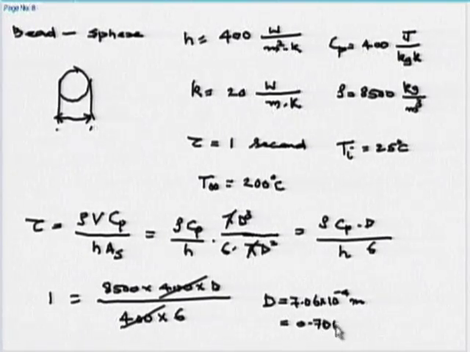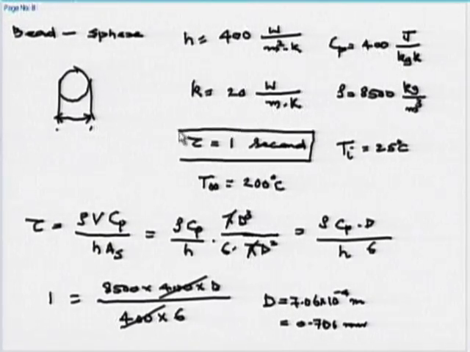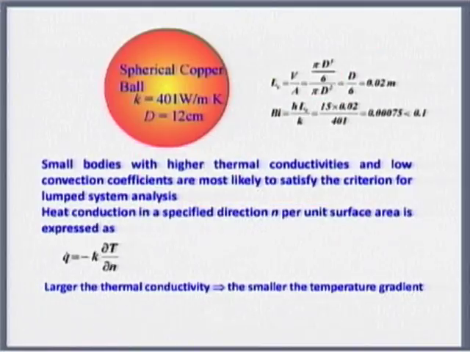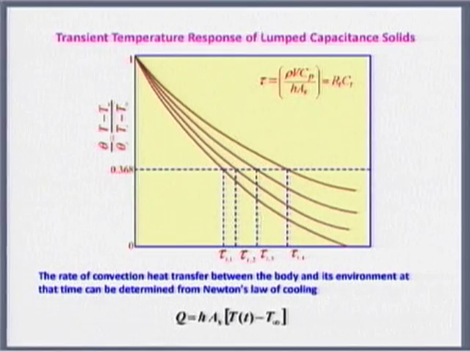0.71 or 0.706 mm. You see, the diameter of the thermocouple has to be so small if its time constant is 1 second. But when I say time constant is 1 second, let me go back away from this problem, because I forgot to mention one point here. Generally, what is time constant?